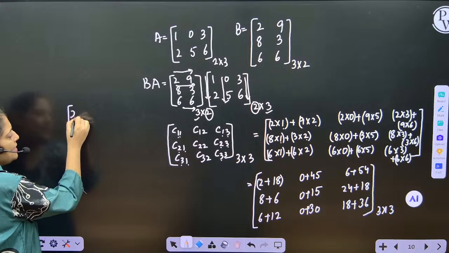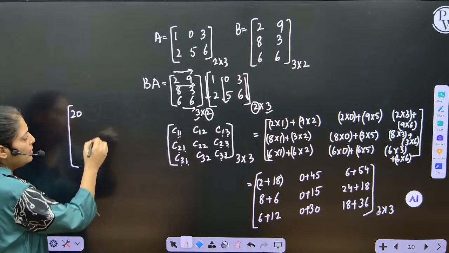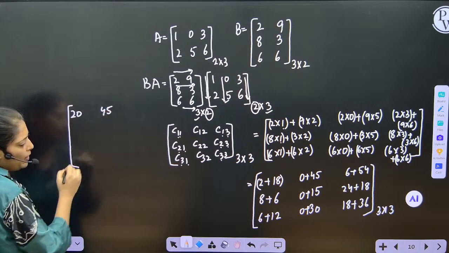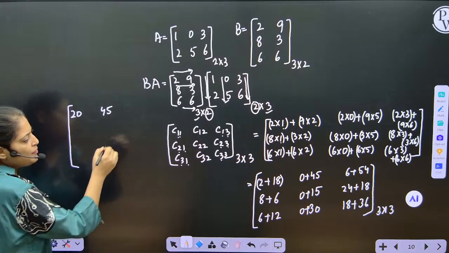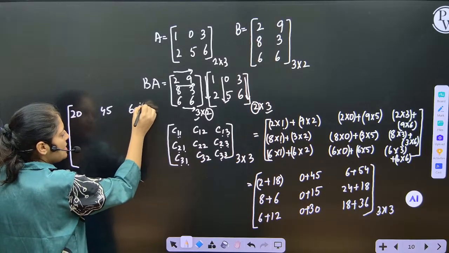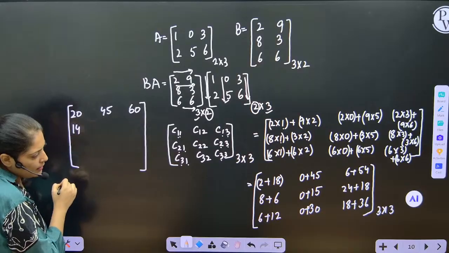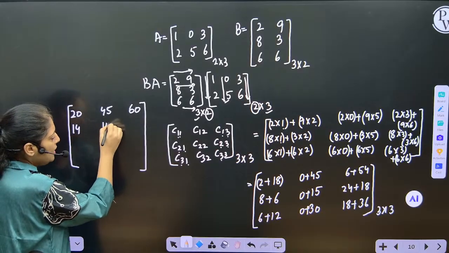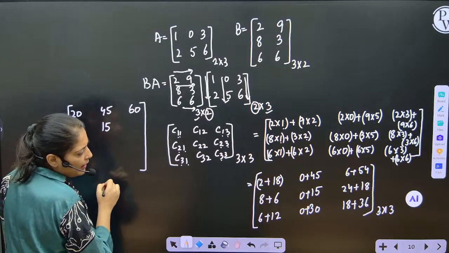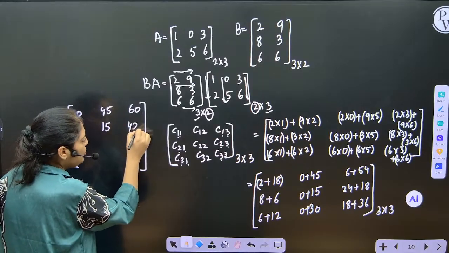2 plus 18, 20. 0 plus 45, 45. 54 plus 6, 60. 14, 15, and then it will come out to be 42.